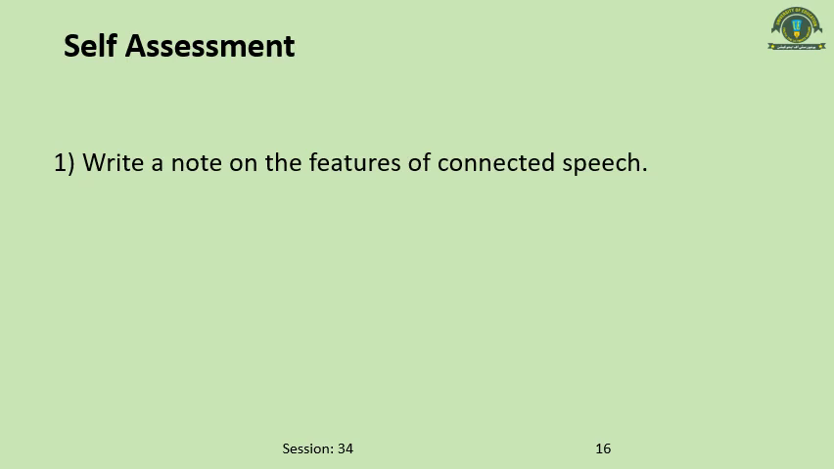So we talked about certain common features of the English language which are very important, because whether it's stress, rhythm, pitch, tone, tempo, assimilation or elision, all these things matter a lot, right? And after having discussed each and everything, I want you to write a note on the common features of connected speech which we have discussed today.